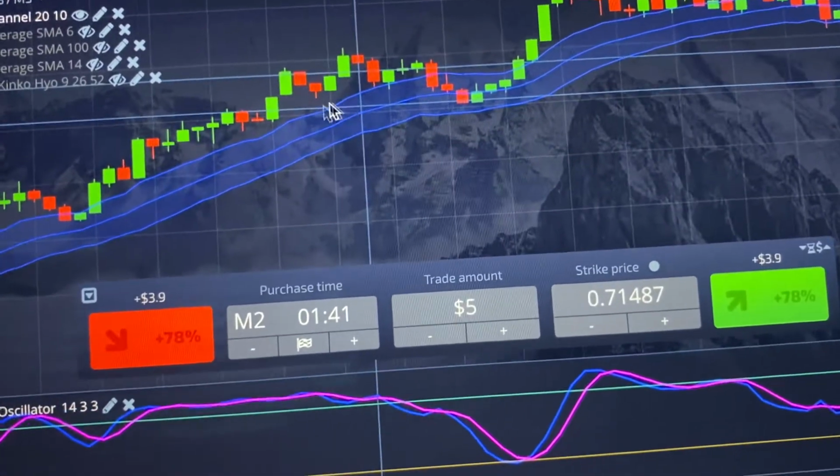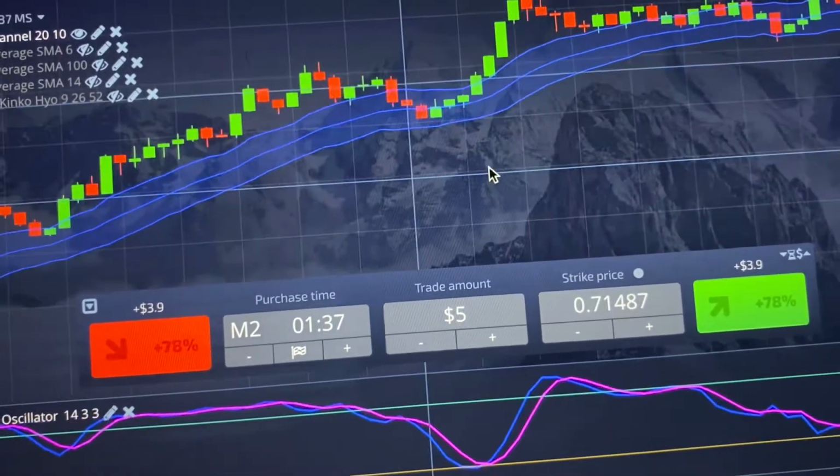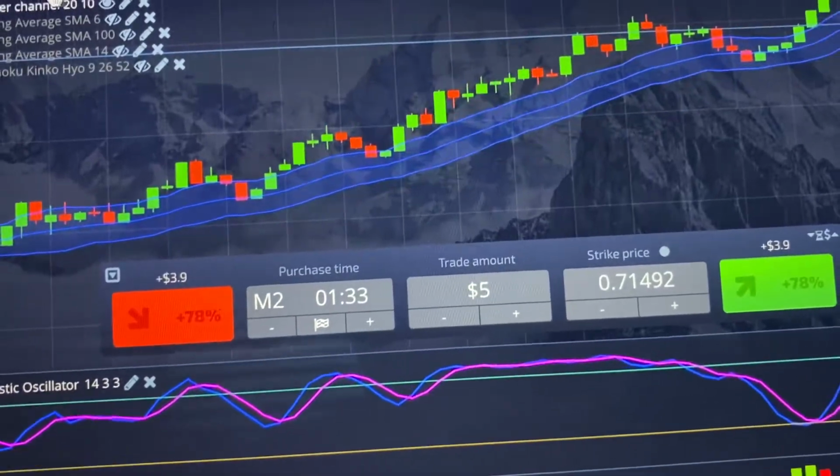So there's not that much room for error when you're doing it in the trending market. For trending, I recommend the alligator. I'll show you the alligator right now.